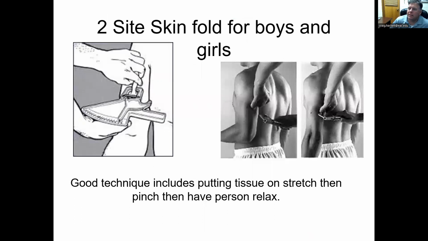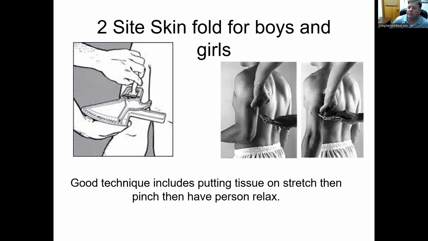Here's a 2-site one. This is pretty popular. Once again, the more sites that you do, the more accurate you're going to be, right? Because you're not just looking at 2 places. Someone may not carry their fat on their arms, so this may give you a false impression of what their percent body fat is.